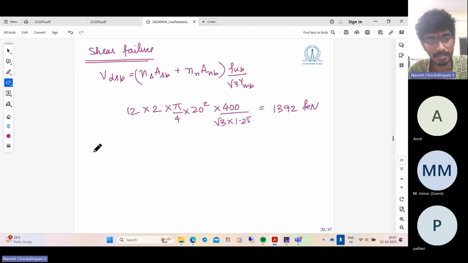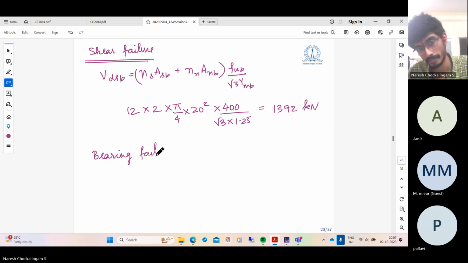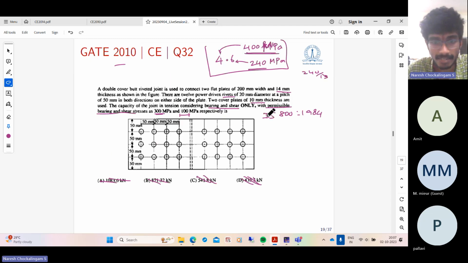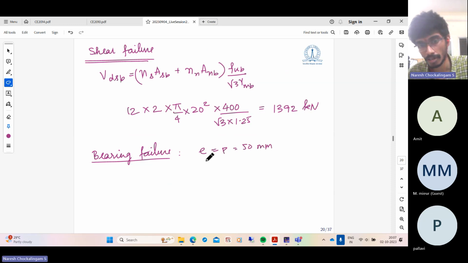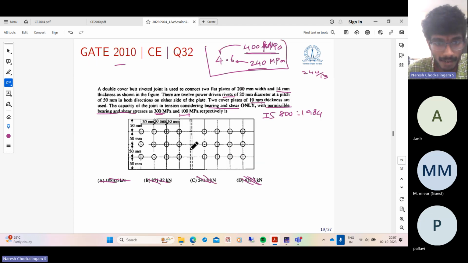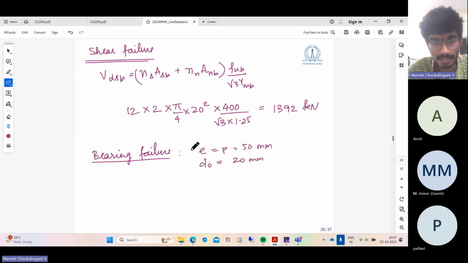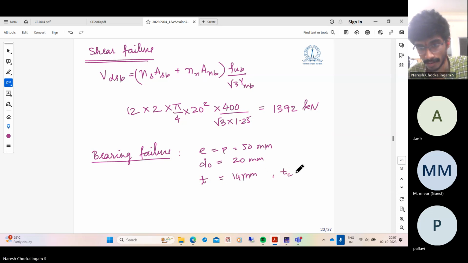And now you can also consider bearing failure. In this case, the edge distance is not given. Just take it to be equal to the pitch itself. So just take E equal to P equal to 50 mm. What is d naught? d naught is the hole diameter. In this case, it is 20 mm. The thickness of the plate is 14 mm, and the thickness of the cover plates is 10 mm.